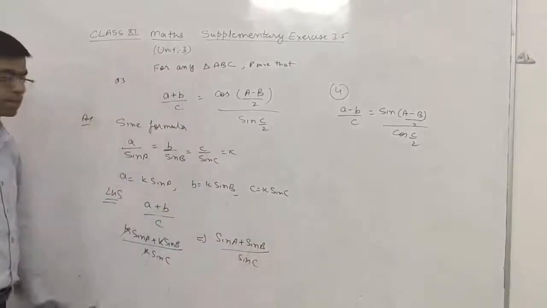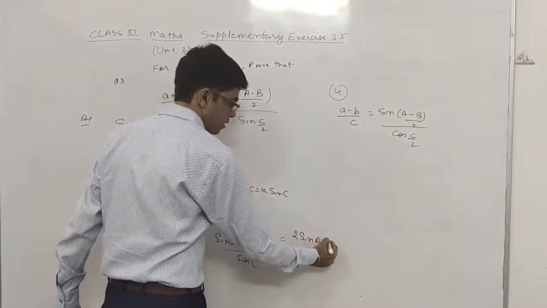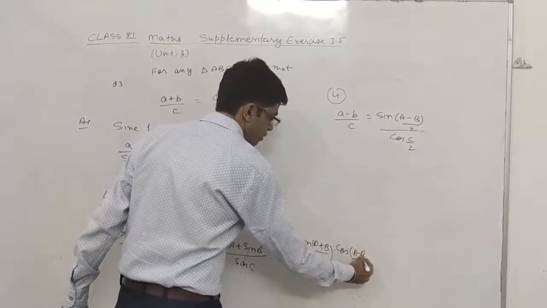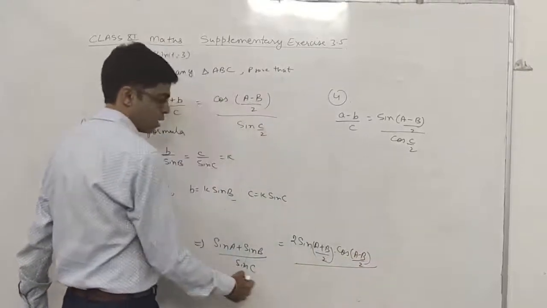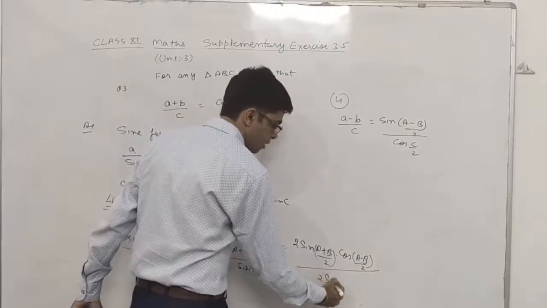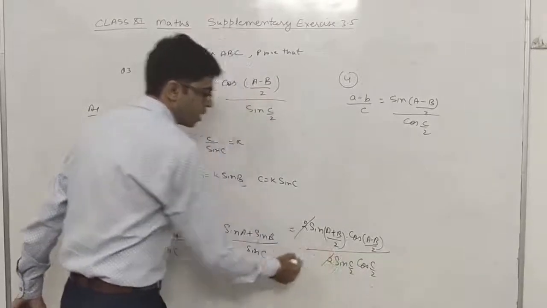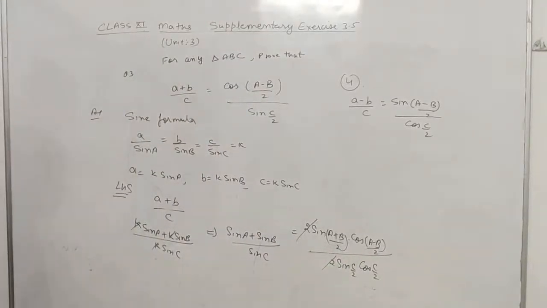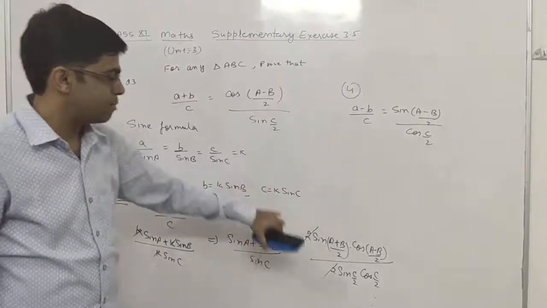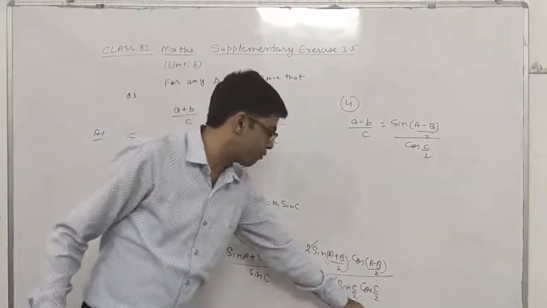Now we will use the formula sin C plus sin D, which is 2 sin (C plus D)/2 into cos (C minus D)/2. For the half angle formula, again we can use here 2 sin C/2 cos C/2. 2 and 2 cancel out. Now how can we prove this equals this one? Cos (A minus B)/2 is coming upon sin C/2. It means this should be cancelled out with cos C/2.